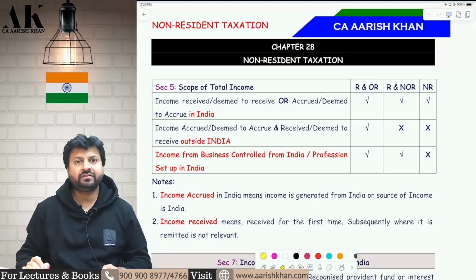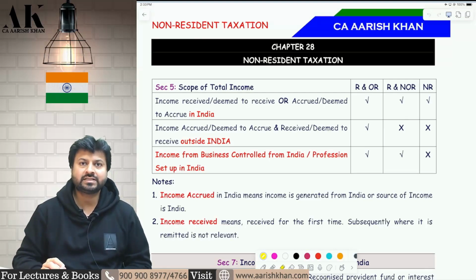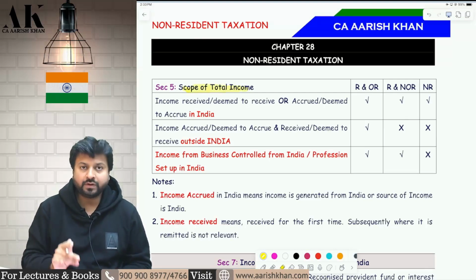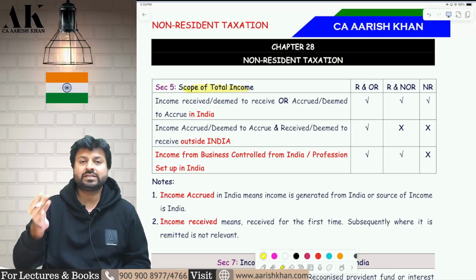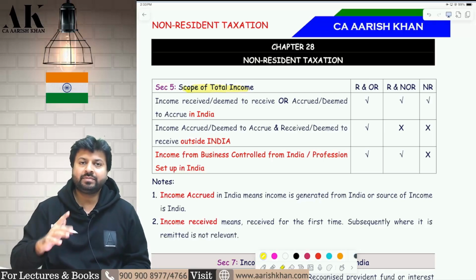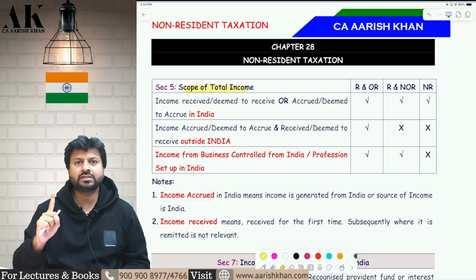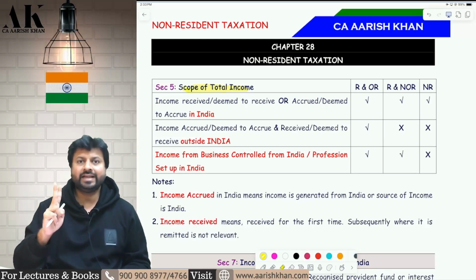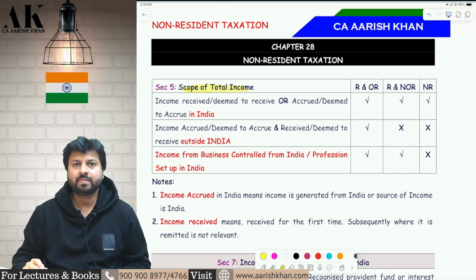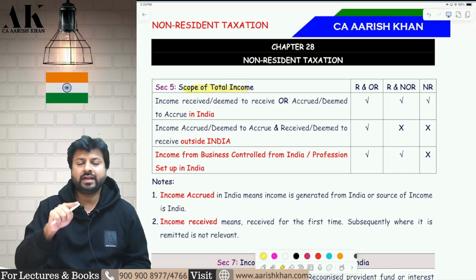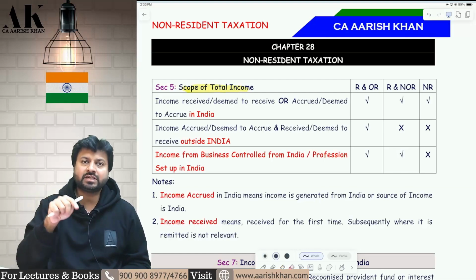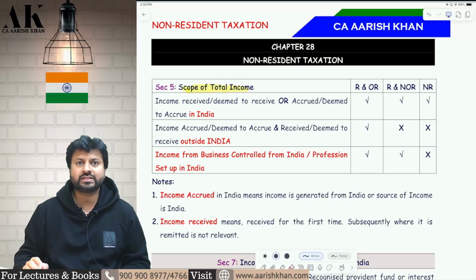The very first thing that we need to see in this particular chapter is section 5. What does section 5 say? Section 5 talks about the scope of total income. Whose income is taxable in India? Now that depends upon two factors. First is residential status. Second is accrual and receipt. If you are resident in India, then it is taxable, or if your income is accrued in India or received in India, then also it is taxable.